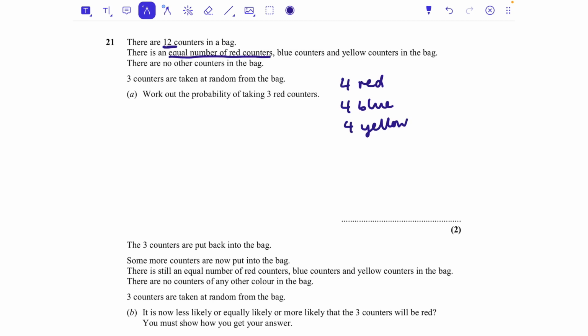So the first pick, the chance of taking red the first time, is 4 out of 12, or a third. And then we're going to multiply that by the chance of picking it again, and then multiply that by the chance of picking it a third time. Now, the second time we pick it, we can't pick the same counter again. So there's only 3 red counters left out of 11 counters altogether. And then the third pick, there's only 2 red counters left out of 10 counters altogether.